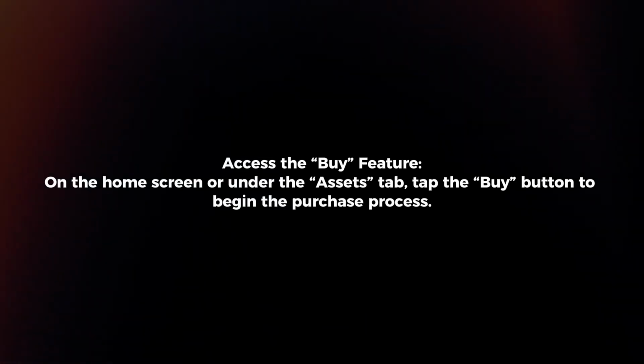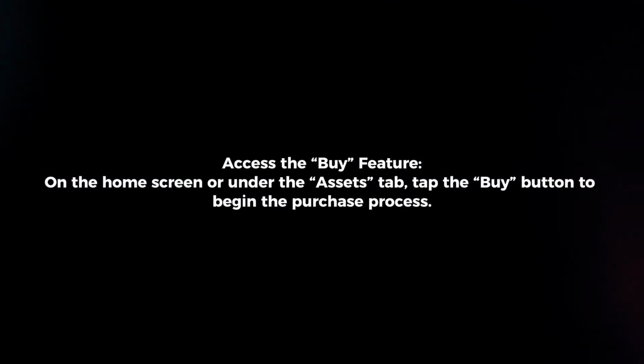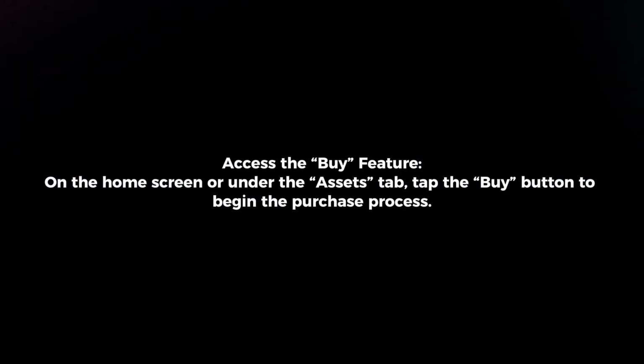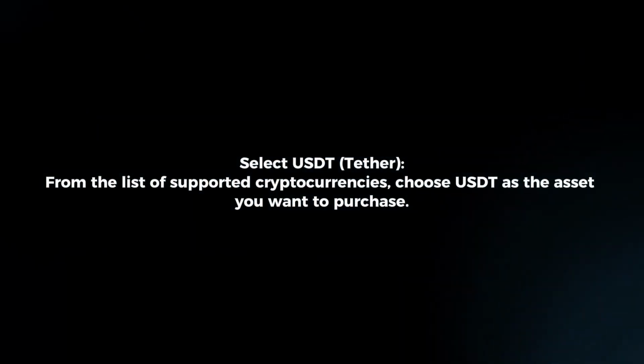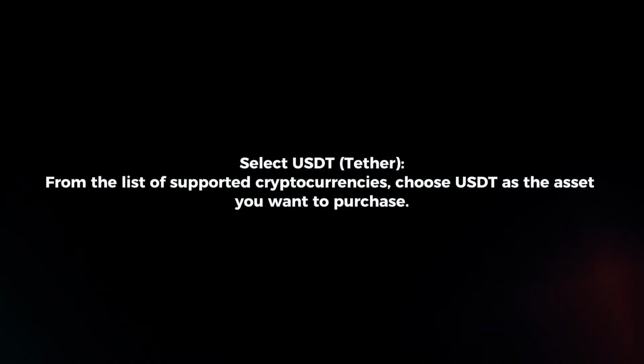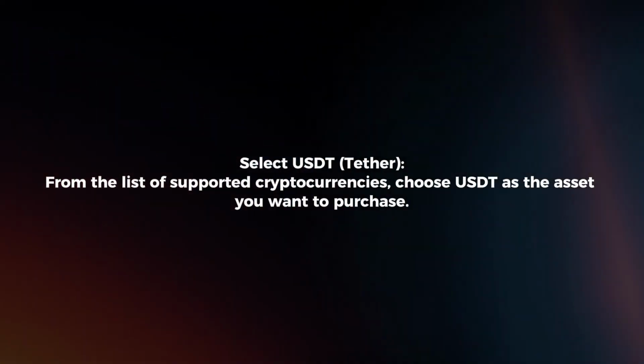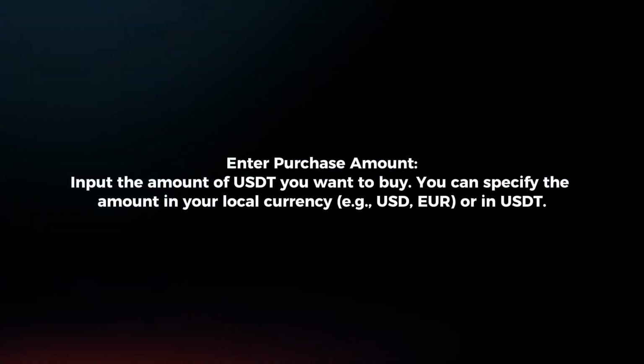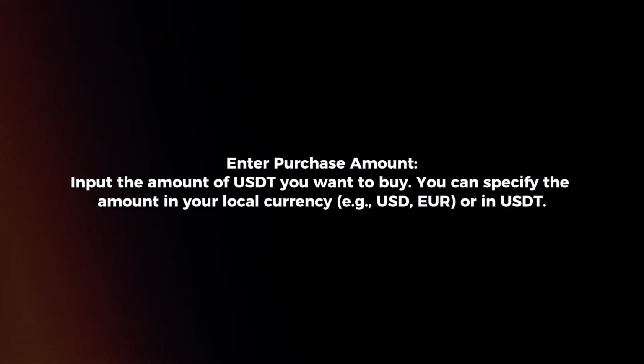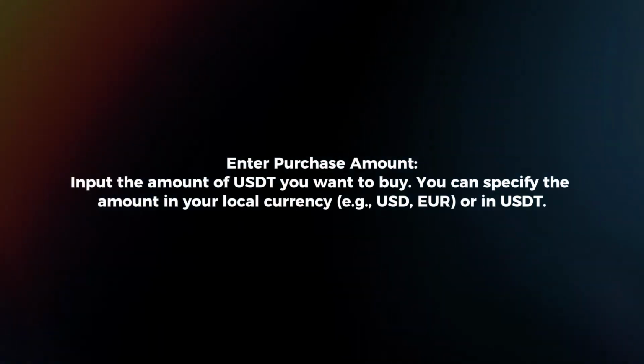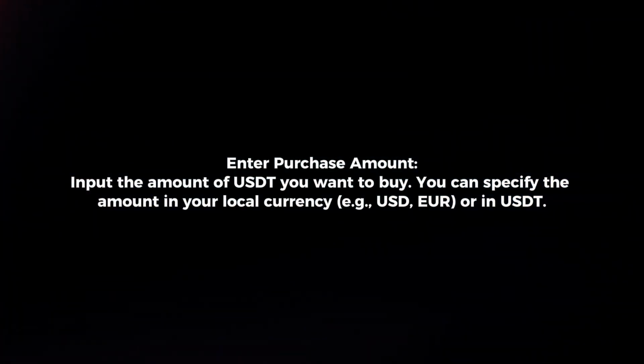Access the Buy feature. On the home screen or under the Assets tab, tap the Buy button to begin the purchase process. Select USDT. From the list of supported cryptocurrencies, choose USDT as the asset you want to purchase. Enter purchase amount. Input the amount of USDT you want to buy. You can specify the amount in your local currency or in USDT.